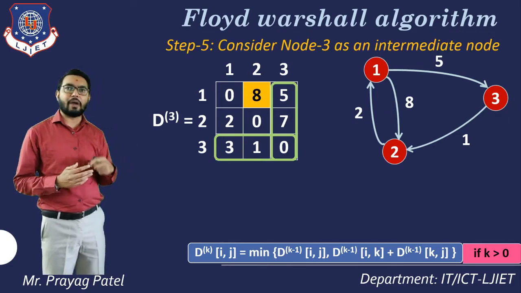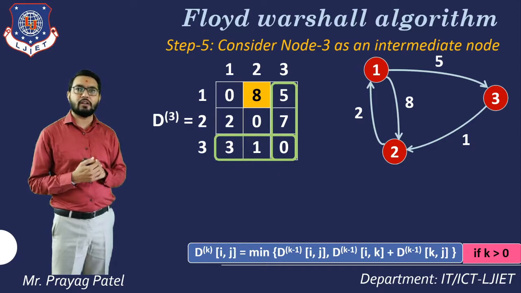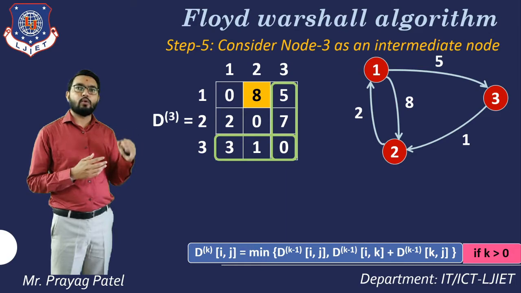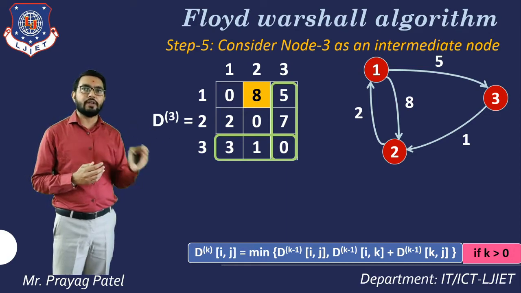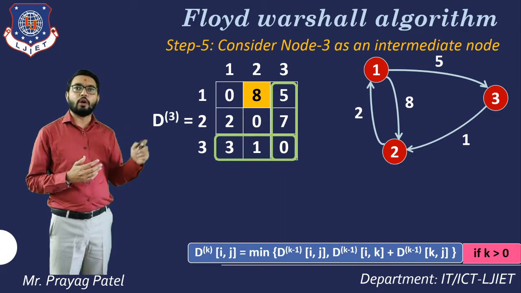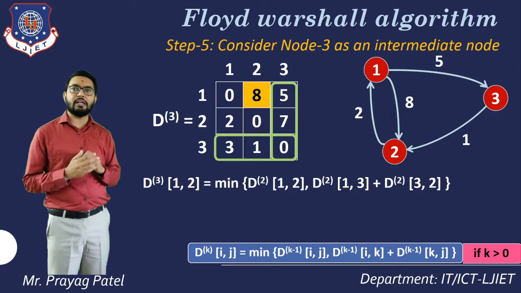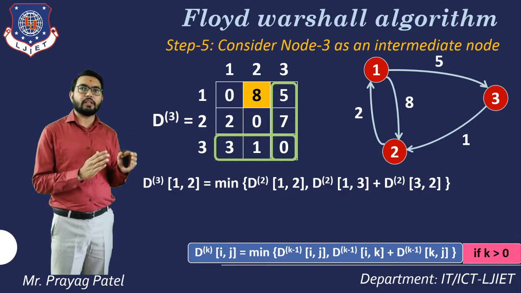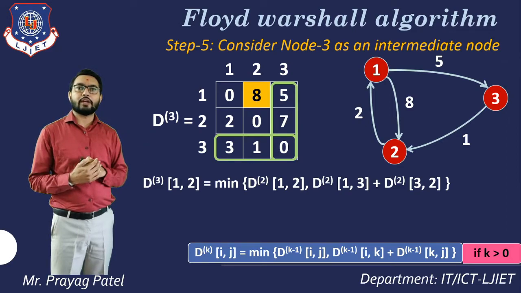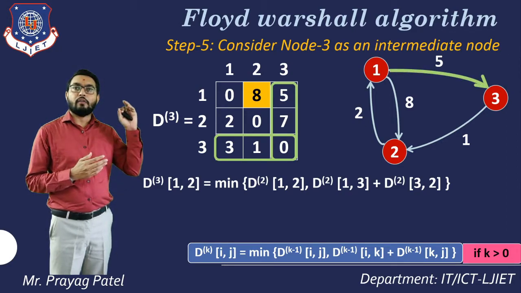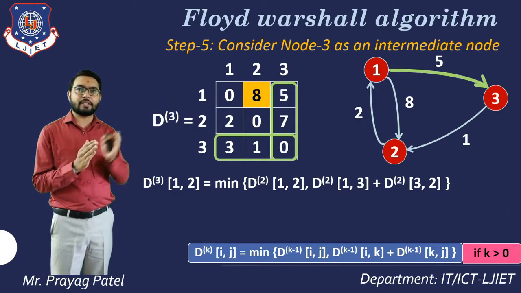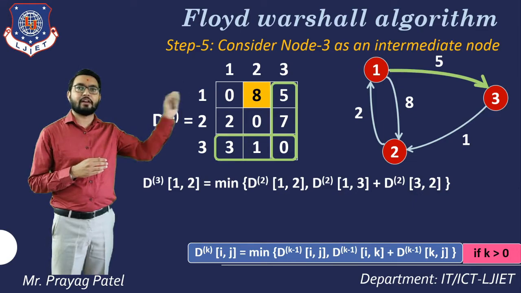Now consider the 1 by 1 location. The first location is not considered because this is a 0 value and a diagonal value. So now consider the next location, location 1, 2. In location 1, 2 the old value equals 8. Now consider D3, 1, 2 equal to the minimum of D2, 1, 2 and the second part, D2, 1, 3 plus D2, 3, 2. Here consider the path from 1 to 2, because 1 to 2 is our location. The yellow shaded block is our current location.